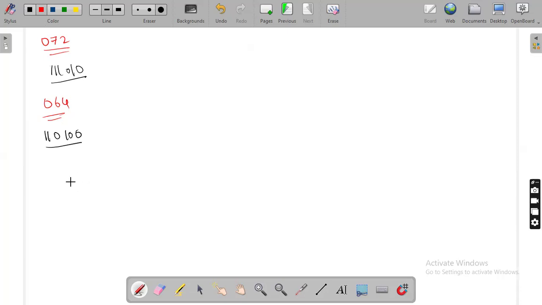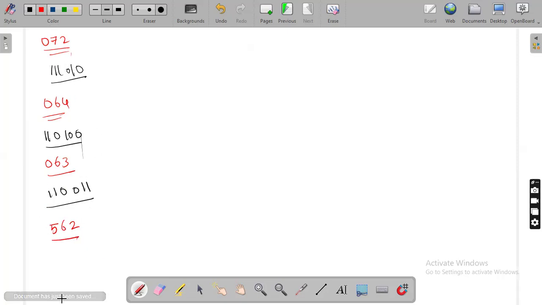Similarly, how to write binary for octal 63? So in octal, each digit represents 3 bits. So now 6 ka binary, I already wrote above, 110 in 3 bits format, and 3 ka binary 011. Getting my point? And how to write binary for 562?